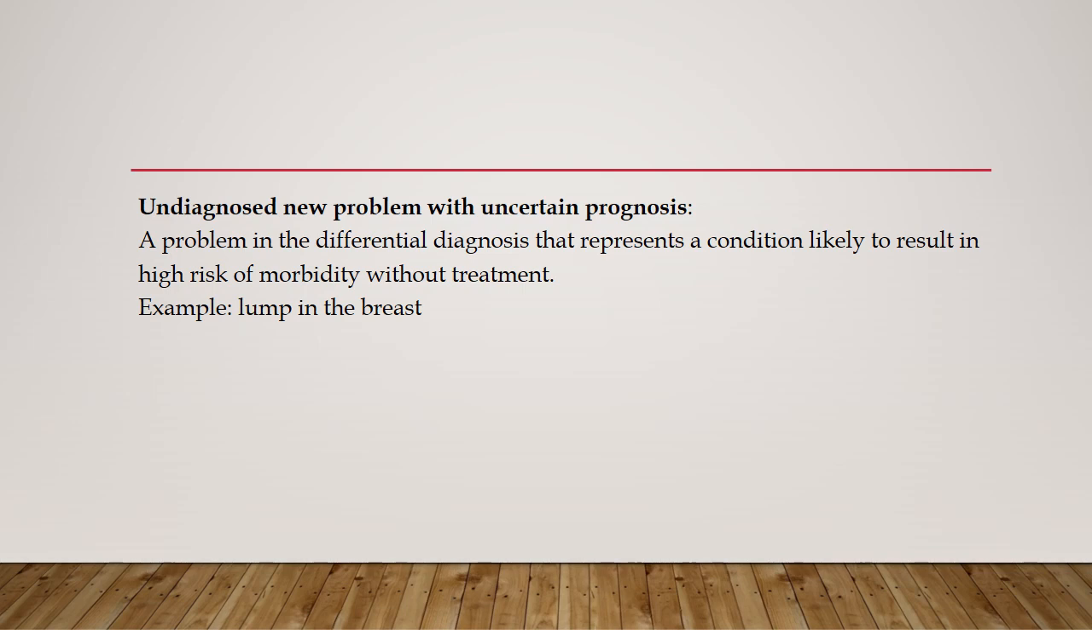In such conditions where a final diagnosis is not made and only a differential diagnosis can be made, they are categorized as undiagnosed new problem with uncertain prognosis. What does prognosis mean? The final outcome of treatment. For a lump in the breast which is not diagnosed, where the final diagnosis is not made, the treatment is also not finalized. In such a case, you can classify it under undiagnosed new problem with uncertain prognosis.